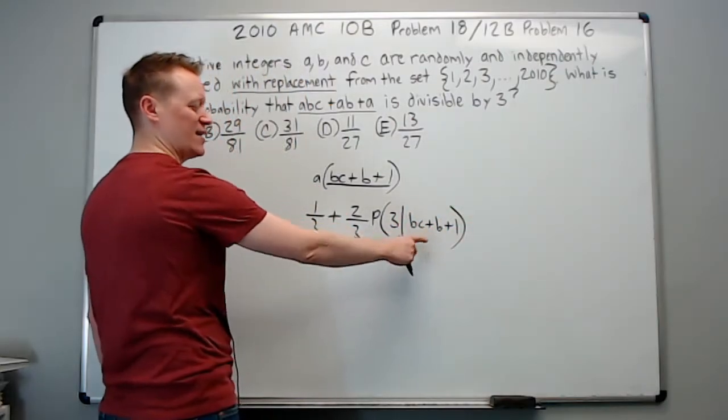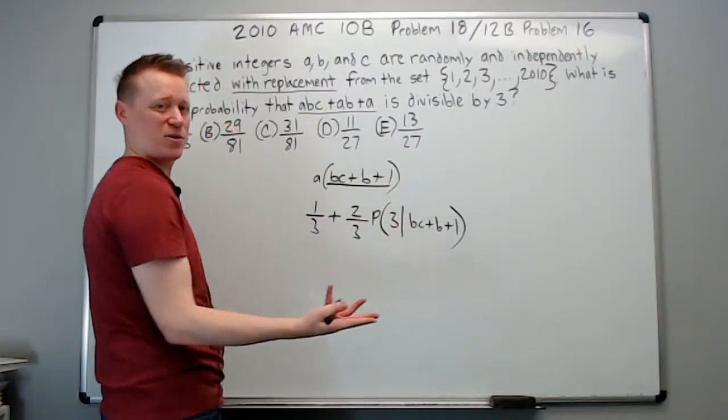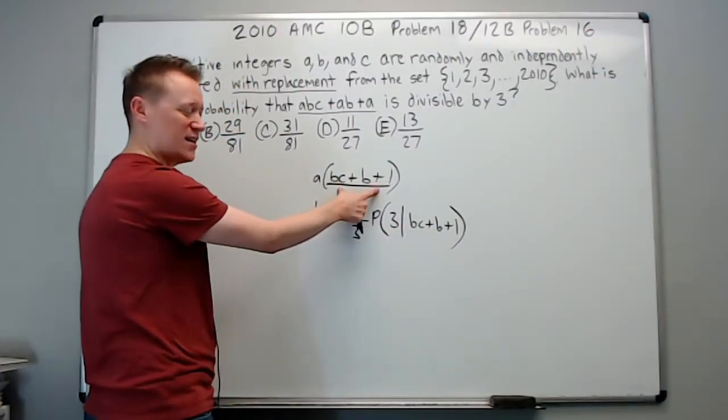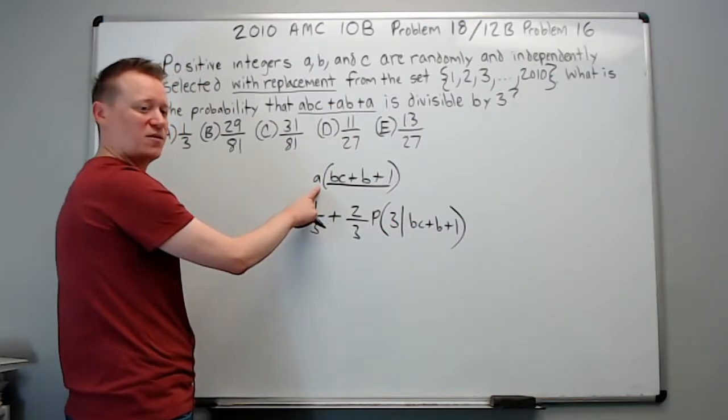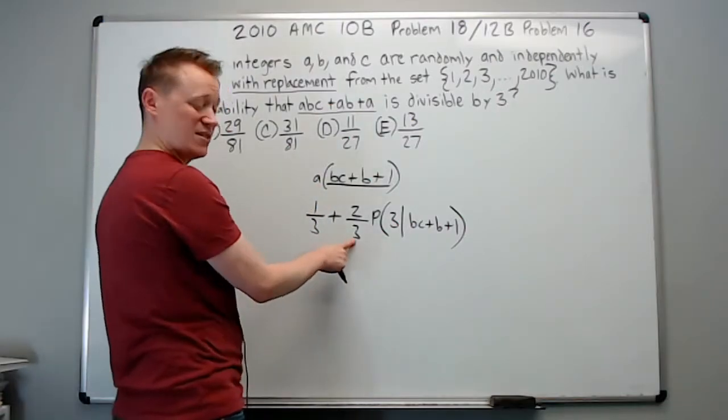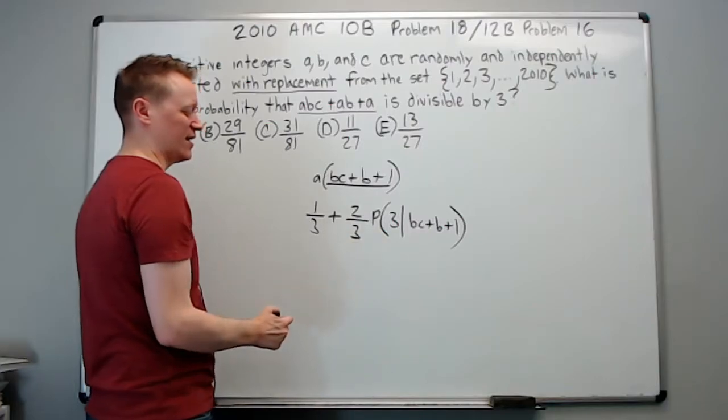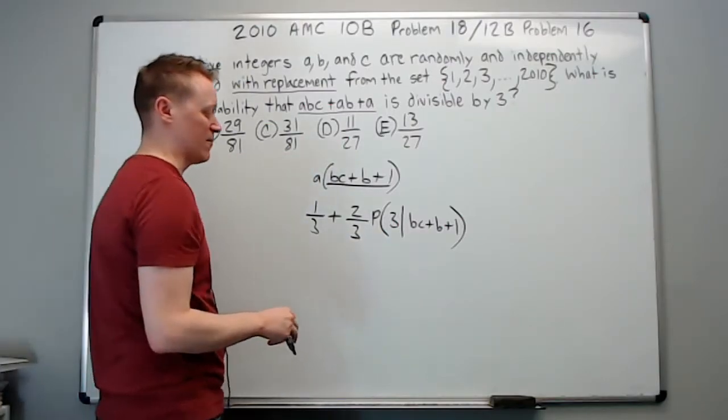So 3 divides that means if I divide this by 3, 3 will go in. Because as long as 3 goes into this, it doesn't matter if A is a multiple of 3 or not. So don't forget the 2/3 though. A lot of people forgot that, I think, and there's a wrong answer that correlates to that mistake.